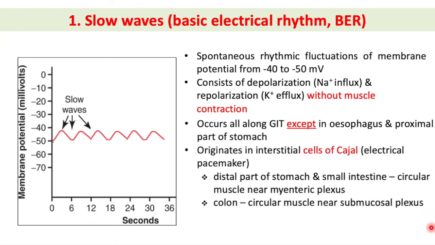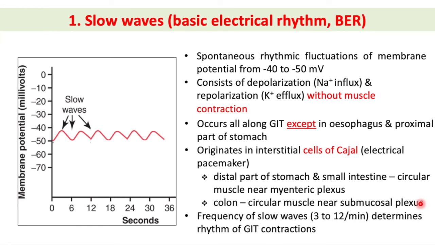It originates in the interstitial cells of Cajal, which are mesenchymal cells located within the muscle layers of the GI tract. So these interstitial cells of Cajal serve as electrical pacemakers that create the bioelectrical slow wave potential. The interstitial cells of Cajal are located at the distal part of the stomach and small intestine, in the circular muscle near the myenteric plexus, and in the colon in the circular muscle near the submucosal plexus. The frequency of slow waves, which is about 3 to 12 per minute, will determine the rhythm of GIT contraction.